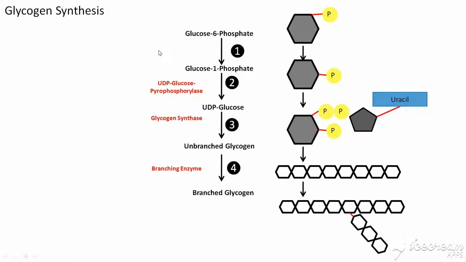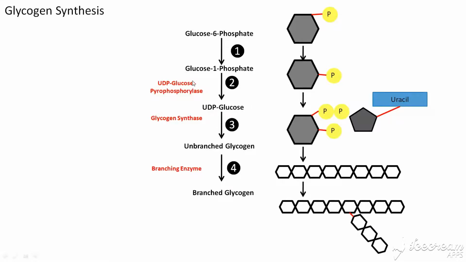Now we're going to talk about the specific steps needed in order to synthesize glycogen. Glycogen synthesis is a 4-step process. We start with glucose 6-phosphate, and we end with branched glycogen, like we can see right here. The first step is the conversion of glucose 6-phosphate to glucose 1-phosphate. Remember that glucose 6-phosphate comes from the glycolysis pathway. What happens here is that we just move the phosphate on the glucose molecule from the 6th carbon all the way to the first carbon.